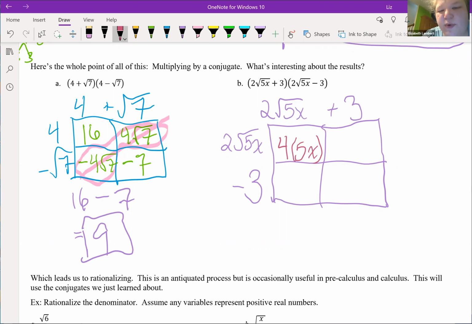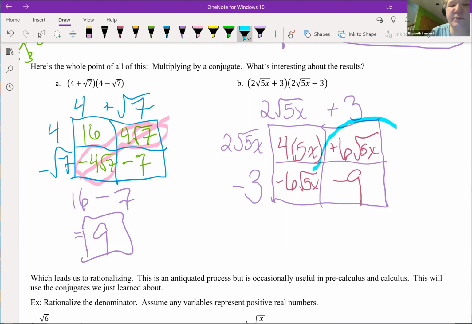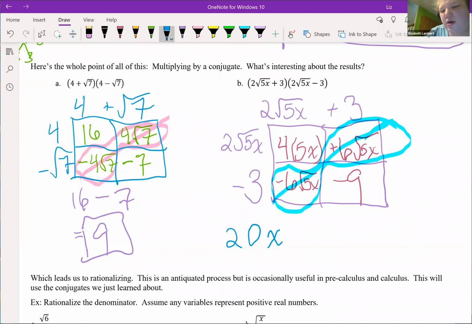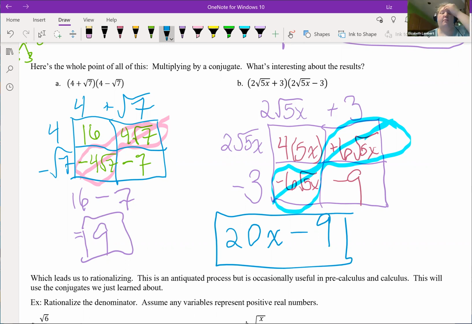Now here, 3 interacts just with the 2. So we have plus 6 square roots of 5x. And then down here, minus 6 square roots of 5x. Yay, canceling. Negative 3 times positive 3 is negative 9. So again, cancel. And then we just clean up. 4 times 5x is 20x, minus 9. So here they do not interact further. I can't combine those anymore, but what is gone from the answer? There are no more radicals.